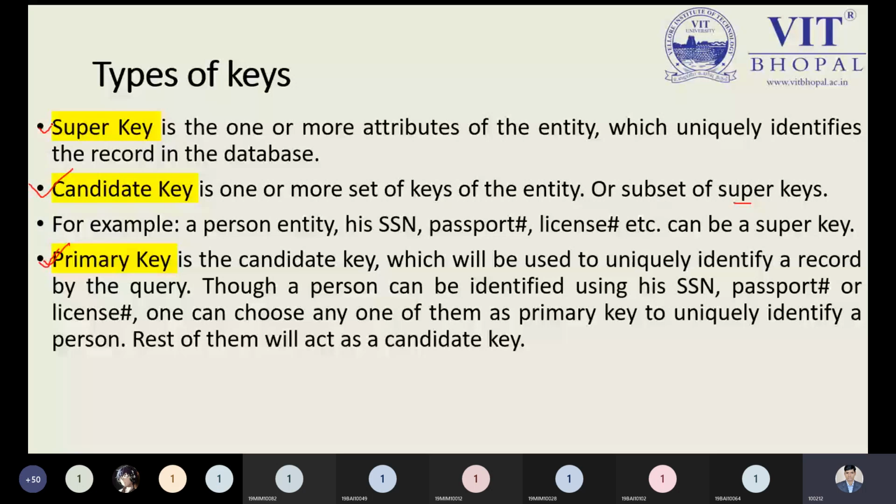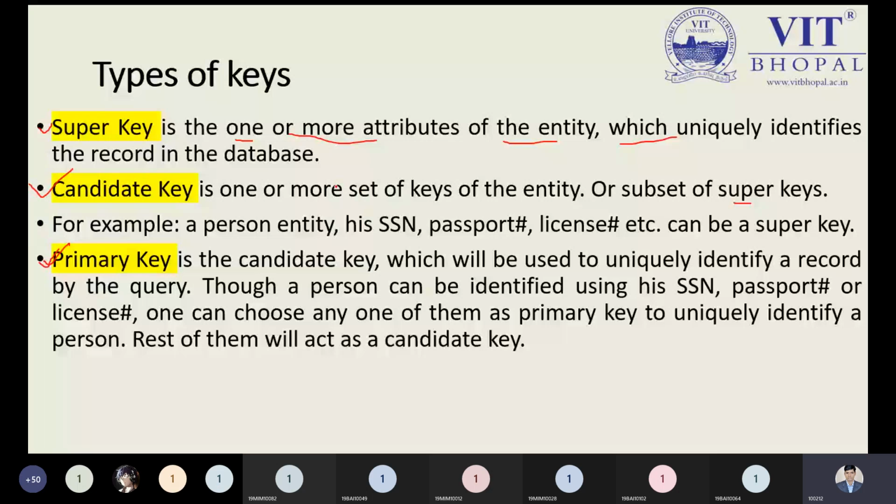So what is the super key? Super key is one or more attributes of the entity. Please keep in mind the word super key is one or more attributes of the entity which uniquely identify the record in the database. So whenever we have uniqueness in our record, we have the super key. This is a simple example.